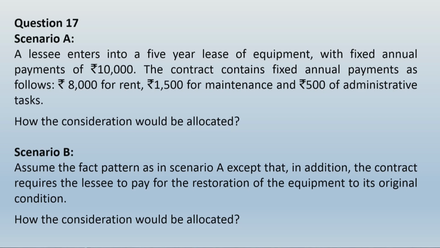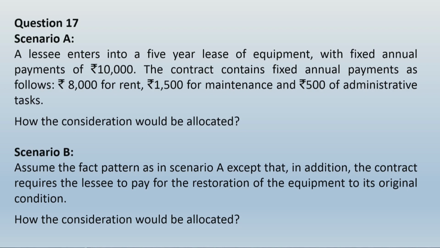On the other side, rupees 500 of administrative charges, which could obviously be fixed administrative charges, will be allocated between rent and maintenance in the appropriate ratio. And that is how you are going to deal with that 50,000, that is 10,000 every year for 5 years, in scenario A. Now let us come to scenario B.